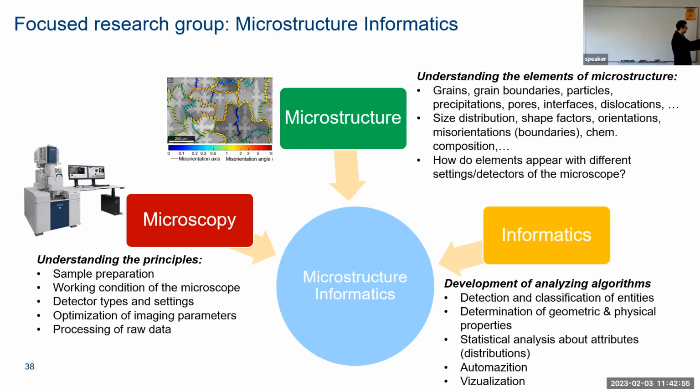And oftentimes these two things are the problem, right? There are experimentalists who know exactly how to operate the microscope, how to prepare the samples, and how to interpret different contrasts of the microscope. But oftentimes they are not so much into informatics. Then we have many people in simulation and computational material science. They are experts in informatics, but oftentimes they probably don't have the best understanding of the microscope and sample preparation and how this affects the appearance of all these entities.